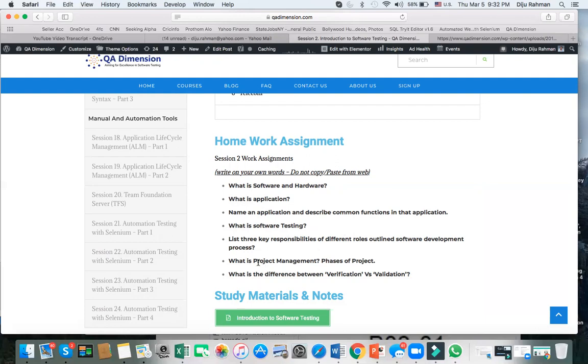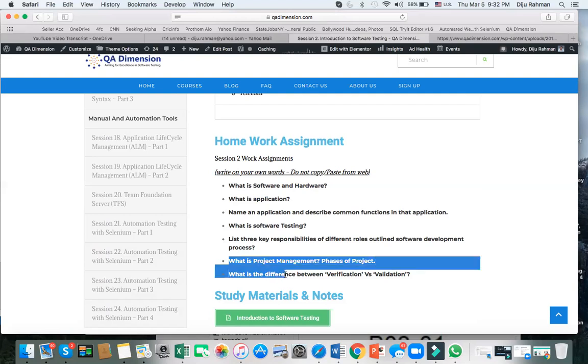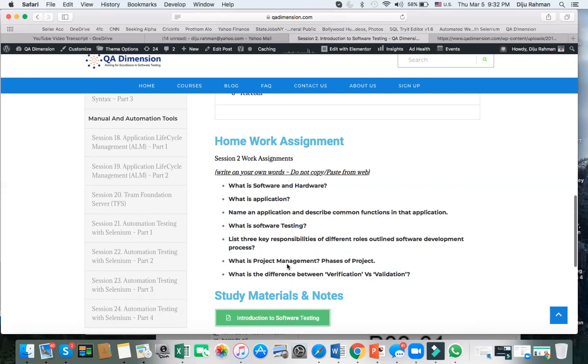Those are research type of questions. If you do some research, we're going to discuss more about that in our next session. What is project management, phases of project? What is the difference between verification and validation? So do some research, it is very easy. Just copy and paste in Google, start reading through some of them. And before our next session starts, you guys have to email me at qadimension@gmail.com. And next session, I'm probably gonna ask you to share your screen to show me what you have put down.